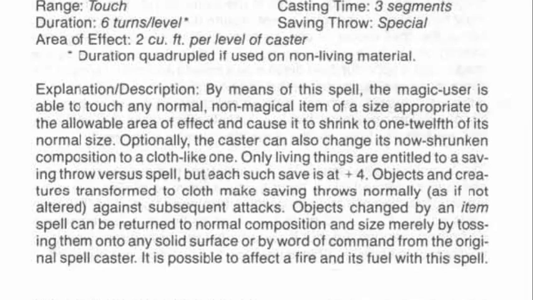I find this spell quite interesting, has a lot of potential, especially in more roleplay heavy campaigns. You can use it to carry stuff. Even the quadruple duration for non-living material still limits you somewhat. 6 turns is an hour, so you get 4 hours per level. You get the spell at least at 5th level, so 4 times 5 is 20. You can use it for a day, and at higher levels, maybe 2.